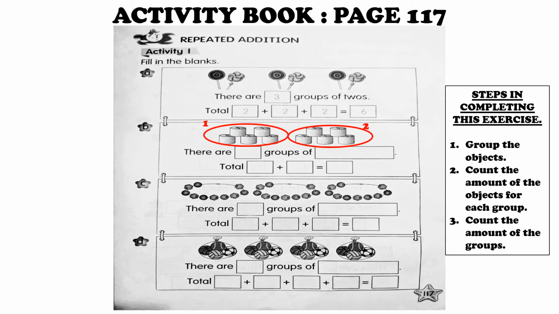Okay, now you can fill in the number in the empty box below the picture. Okay, so there are 2 groups of. Now count the objects in each group. How many can you find in the group? So there are 1, 2, 3, 4, 5. So you can now write number 5 in the second box. There are 2 groups of 5. Total, 5 plus 5 equals to, you sum up your question, equals to 10.